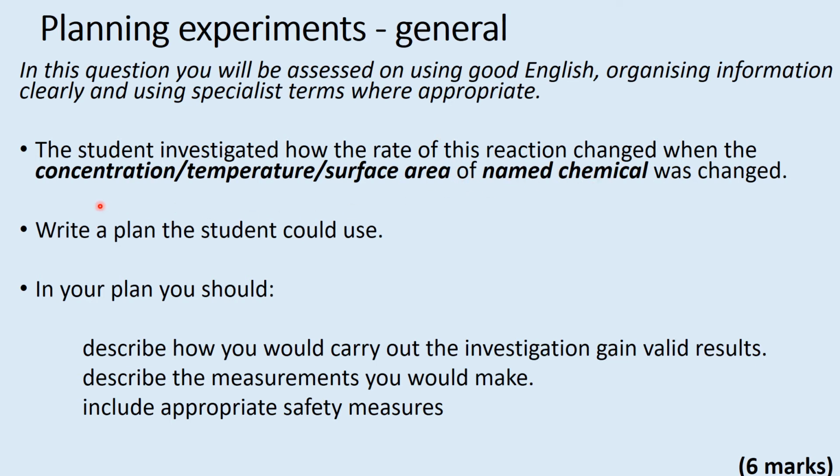All right, so they want to investigate how the rate of reaction changed when either the concentration or the temperature or the surface area of something was changed. So if you're thinking about variables, the rate of reaction is likely to always be the dependent variable, and one of these factors here that you know affects the rate is going to be the independent variable. So it could be concentration of hydrochloric acid, or temperature of hydrochloric acid, or surface area of calcium carbonate, or surface area of magnesium. So these are things that could vary.